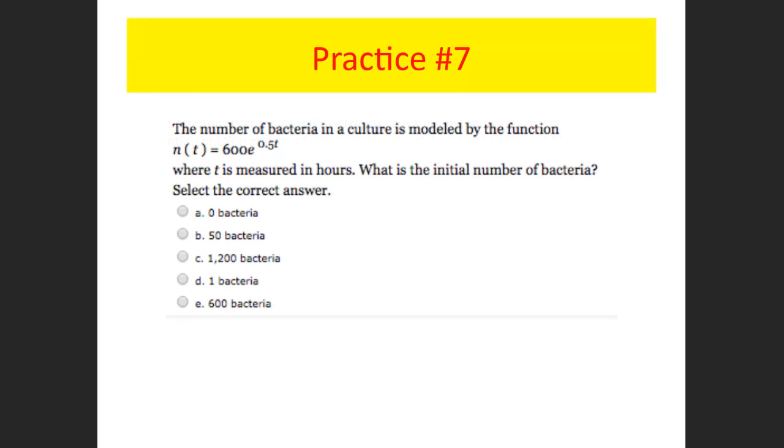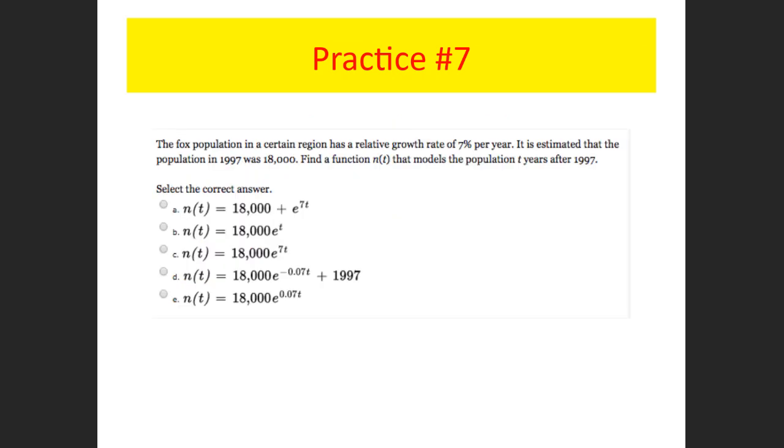It says the number of bacteria in a culture is modeled by the function n of t is equal to 600 e to the 0.5 t, where t is measured in hours. What is the initial number of bacteria? Oh, so this is the PERT formula, P-E-R-T. This is the initial amount. So this is a fairly easy problem. Initial 600, done.